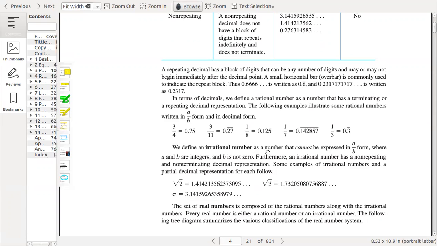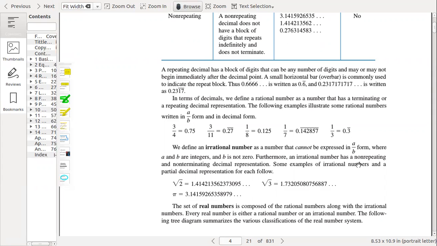0.142857. We define an irrational number as a number that cannot be expressed in A by B form, where A and B are integers and B is not zero. Furthermore, an irrational number has a non-repeating, non-terminating decimal representation. So these are irrational numbers: 3.14, 1.4142, 0.276.